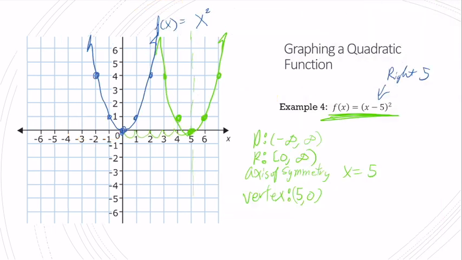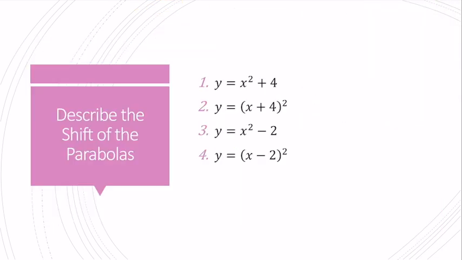So let's describe the shift of these parabolas to make sure that we are on the same page. Take a minute, pause the video, and write down the answers, and then I'll show you the answer key. So our answers are this.